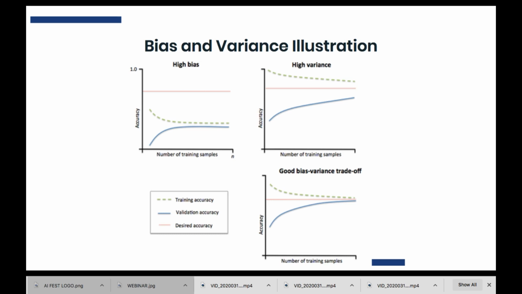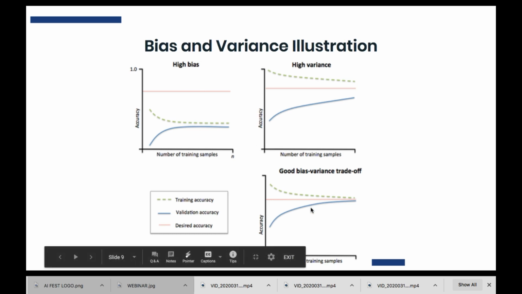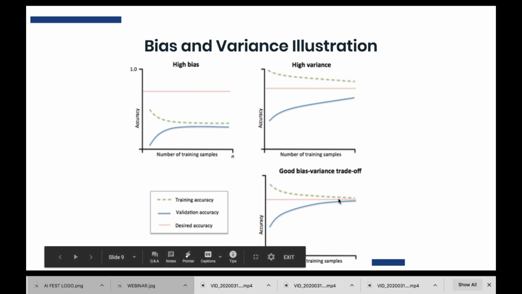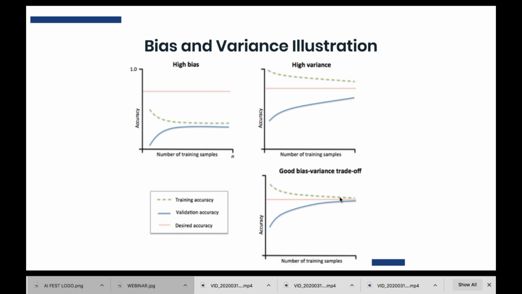One of the perfect ways you can know that your model is optimal for bias and variance, or that it has the bias and variance trade-off, is when the gap between the target desired accuracy, the training accuracy, and the test accuracy is very close.